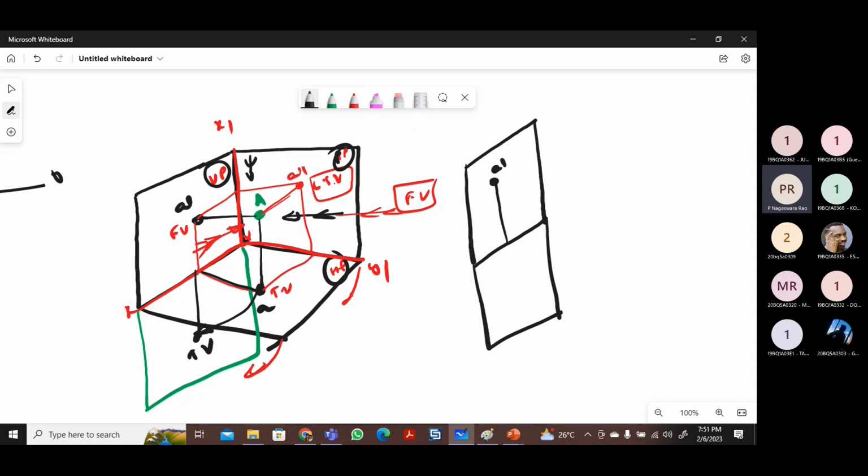So this is the front view image, exactly below top view image A. Top view image, front view image. This is the XY line. And of course, this is the X1, Y1 line.